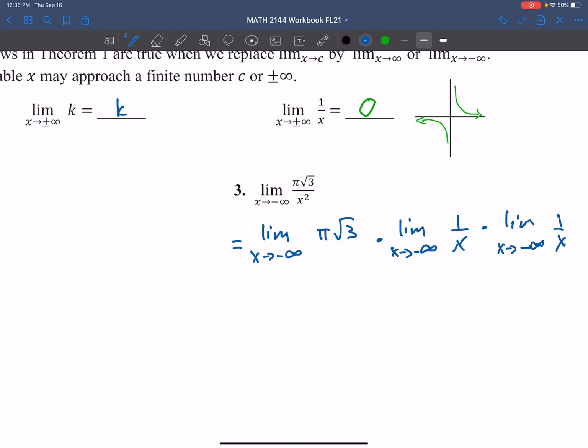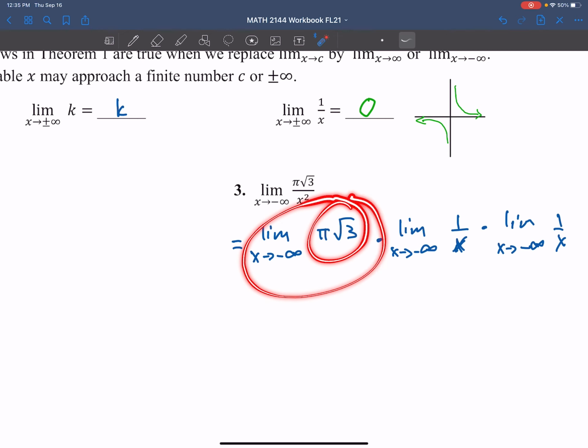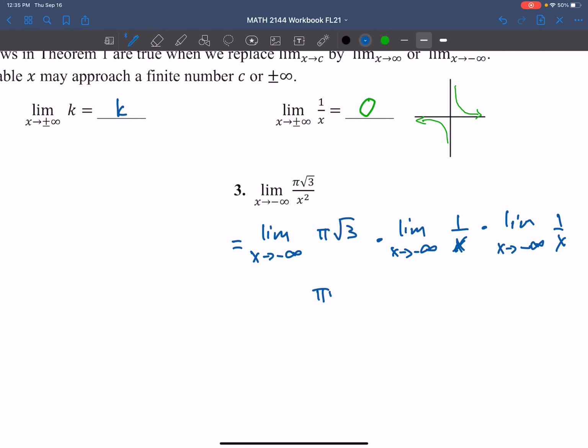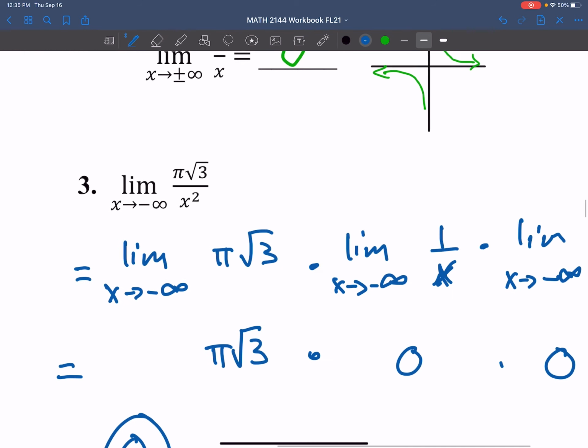If you did do that, you could say, okay, what is this first limit? The limit of pi radical 3 is pi radical 3. Then you multiply that by this limit right here. These are the same, so it would just be equal to 0 times 0, which ultimately the limit is 0. So if you were to break it apart based off of the ones we already know, you could do that. But I want to make sure that you start to get a certain idea in your head.